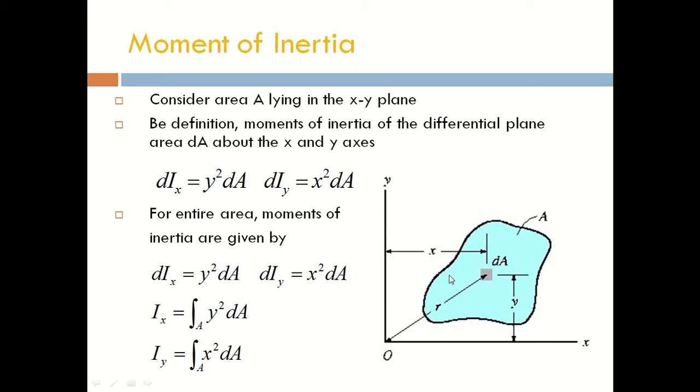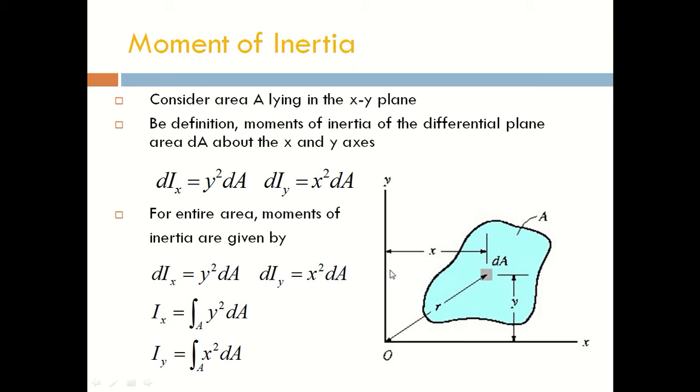In that we have considered a small elementary area dA, and first we find the moment of inertia of that area about the x-axis. This area is located at a distance y from the x-axis, and at a distance x from the y-axis. So the moment of inertia about the x-axis of this elementary area is dIx equal to distance squared multiplied by the area, so y square dA.